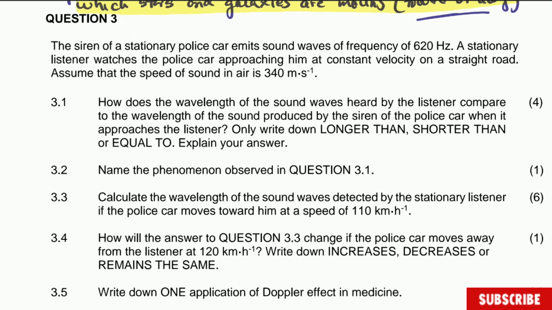Question 3. Question 3 says, a siren of a stationary police car emits a sound wave of frequency 620 Hz. A stationary listener watches the police car approaching him at constant velocity on a straight road.